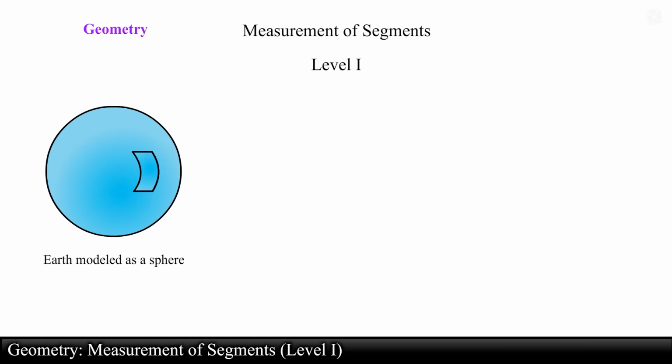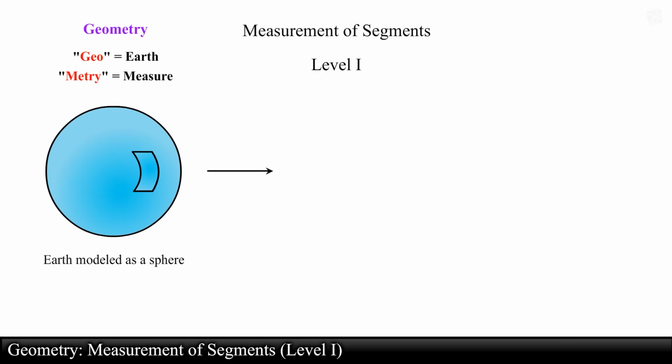Measurement of segments. Level 1. Geometry was initially used to solve problems involving measurements on the earth. The word geometry comes from the Greek word geo, which means earth, and metri, which means measure. So this is the mathematics that allows us to carry out measurements on the earth.